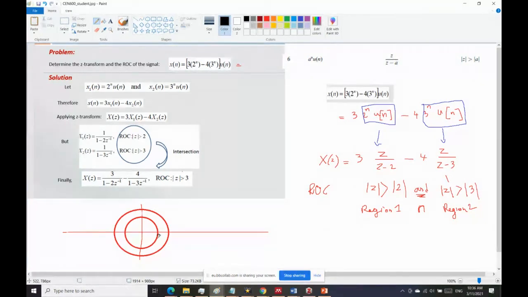Okay, so here 2 and here 3. So again, the first region is the one outside of the circle of radius 2, bigger than 2 absolute value of Z, the magnitude. Z is a point somewhere here. This is the real axis and this is the imaginary axis. So Z is somewhere here.